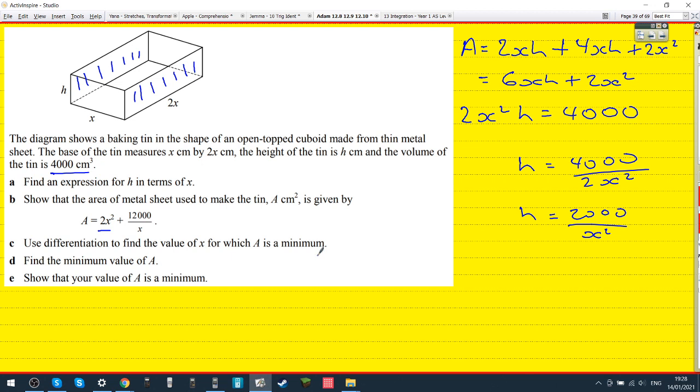So can we substitute 2,000 over x squared for h in 6xh plus 2x squared? Correct. So it becomes 6x times 2,000 over x squared, plus 2x squared.